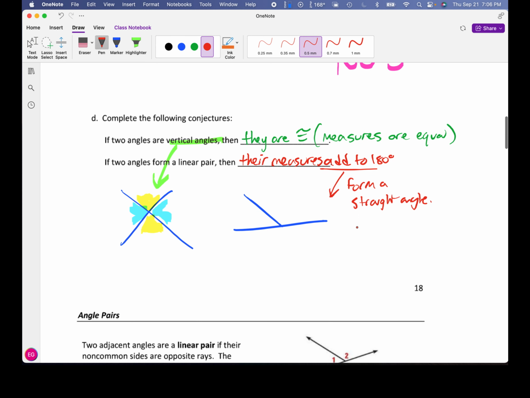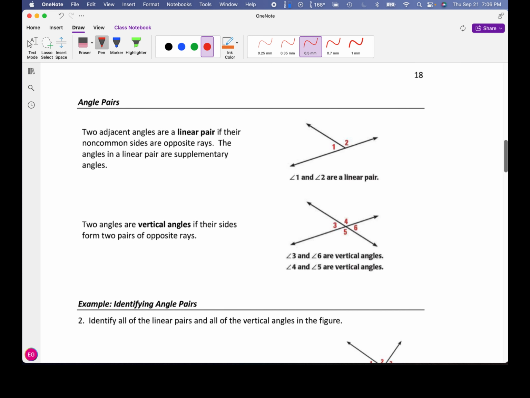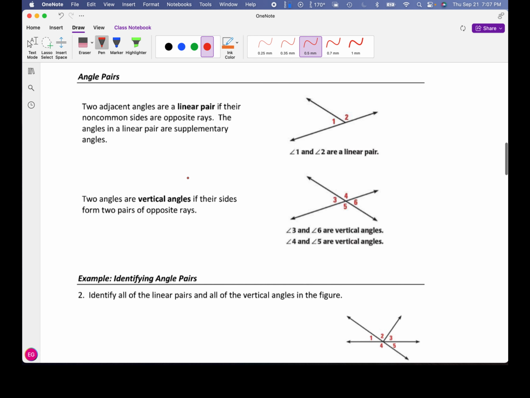All right. So here is that formally defined for us. So we have a linear pair is going to be adjacent angles. So remember, adjacent angles are angles that share a common vertex. They share a common side, and they don't overlap each other. And they are always going to form a supplementary angle or straight angle. Basically, they add to 180.